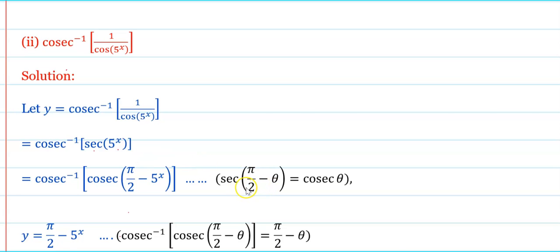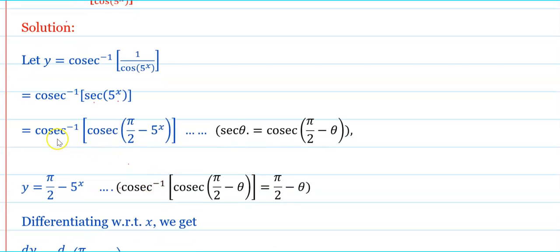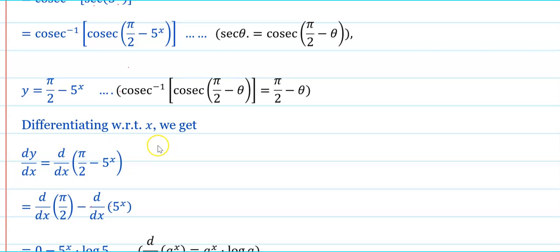What is that? We use the formula here. Therefore, sec of theta is equal to cosec of pi by 2 minus theta. Similarly, sec of pi raised to x is cosec of pi by 2 minus pi raised to x. Okay. Now again, one more formula. Cosec inverse of cosec of pi by 2 minus theta is pi by 2 minus theta. Similarly here, y is equal to pi by 2 minus pi raised to x. Now differentiate this with respect to x.